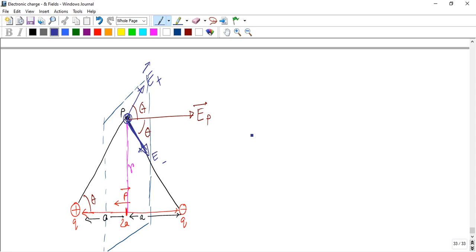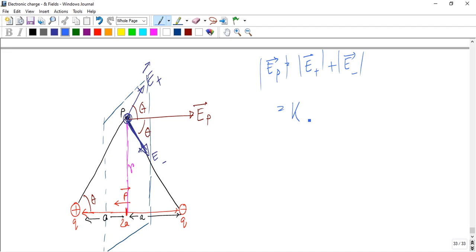Now I try to calculate that E P. If these are added vertically, we get E P from E of plus and E of minus. So what is the value of E of plus? First we consider the magnitude only, for solving that equation, and we get E plus.